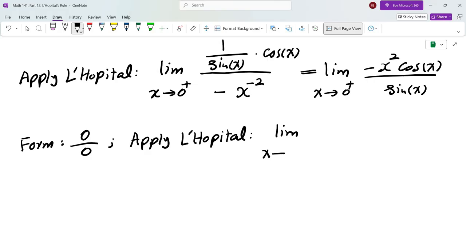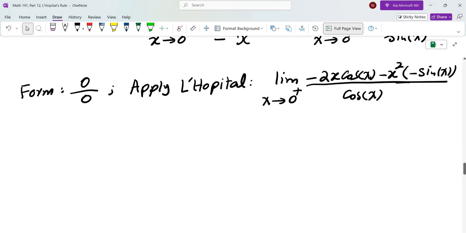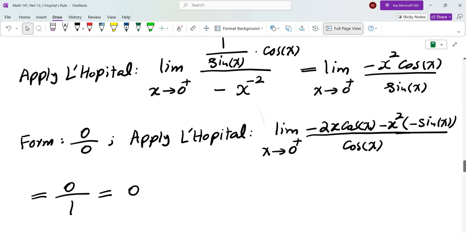So this is the limit as x goes to 0 from the right. Denominator is cosine of x. Numerator will have to use product rule. So -2x cosine of x minus x squared times negative sine of x. Let's plug in 0. On top we get 0. At the bottom we get cosine of 0, which is 1. So the answer is 0.